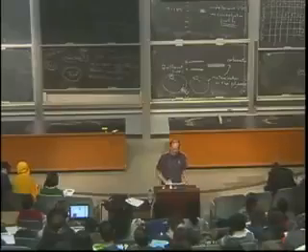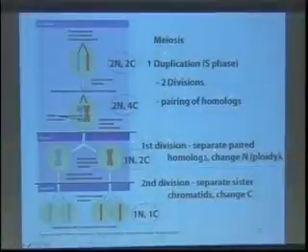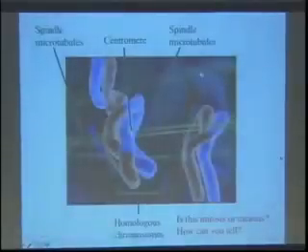So back to this. Okay, meiosis: 1 duplication, 2 divisions, pairing those homologous chromosomes. First division, separate homologs, change the ploidy. Second, separate the chromatids. This just shows you the microtubules attached to that centromere.